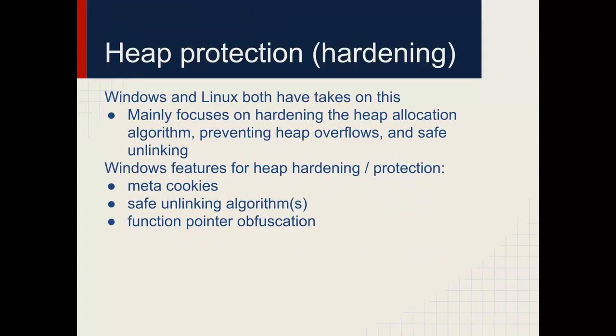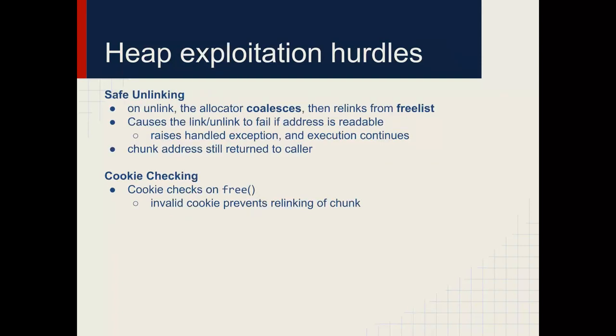Heap protections in Windows are a bit better than Linux. There's no dlmalloc safe unlink implementation, as we just demonstrated exploiting earlier. The Windows take on this focuses on hardening the heap allocator algorithm, preventing heap overflows, and implementing safe unlinking. To do this, Windows uses meta cookies, a safer unlink algorithm, and it also goes to the effort of encoding pointers with a key, or XORing them, as they sit statically in memory. So they're really hard to find, and we can't do that level of debugging to develop an exploit. All it does is obfuscate the heap effectively, so it makes it harder to work with.